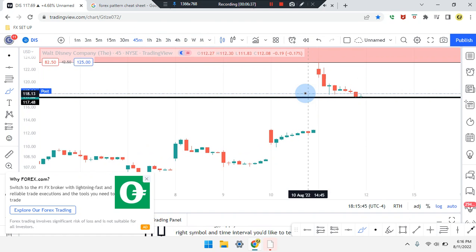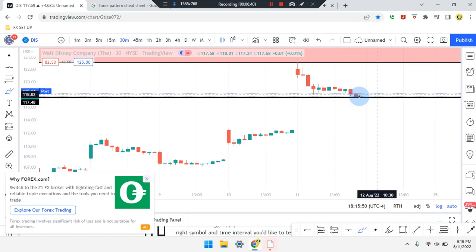On the 45 minute, still identifying the same thing. On the 30 minutes, still identifying the same thing. Price action, second last candle on the 30-minute time frame is side by side, so market's starting to consolidate on that SR line.